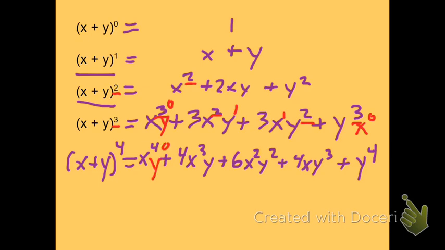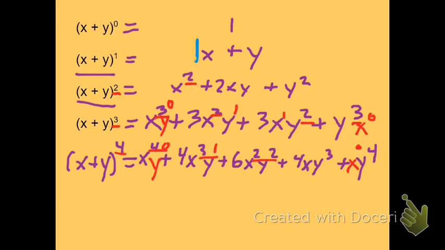Another important thing to notice: if you think of each term having an x and a y factor, those exponents are going to add up to n every time. So you've got 4 plus 0 is 4, 3 plus 1 is 4, 2 plus 2 is 4. And another really important thing is the coefficients.